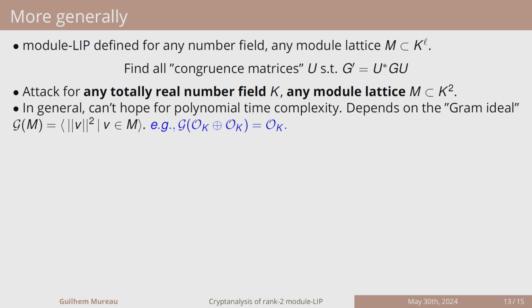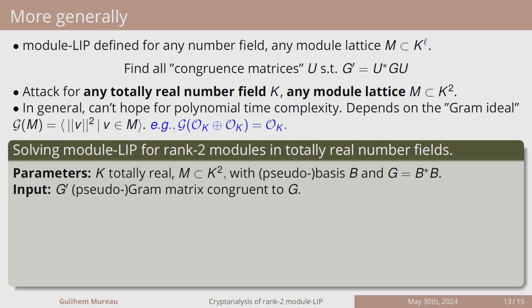In general, during the randomization step, we can hope to get elements which generate prime ideals. This is because all the new elements we construct always lie in a common ideal, which is the ideal generated by the squared norms of the module vectors. And if this ideal is non-trivial, we have no hope to get prime elements. But for the example I just presented, OK plus OK, this ideal is actually trivial.